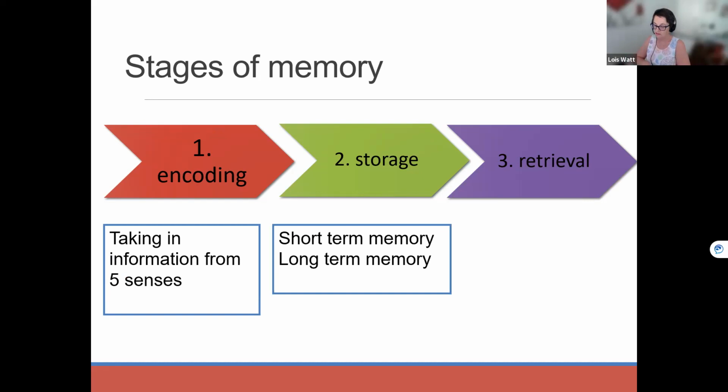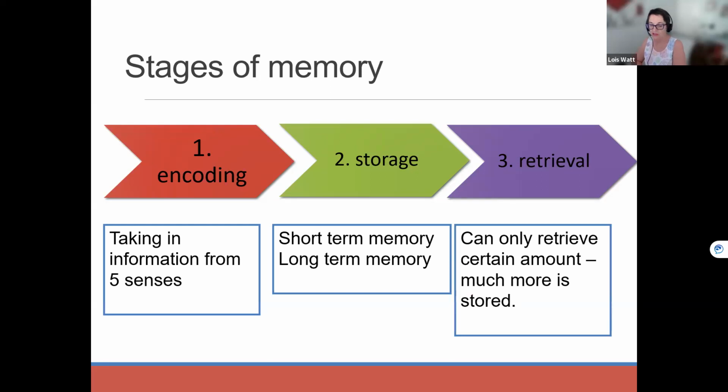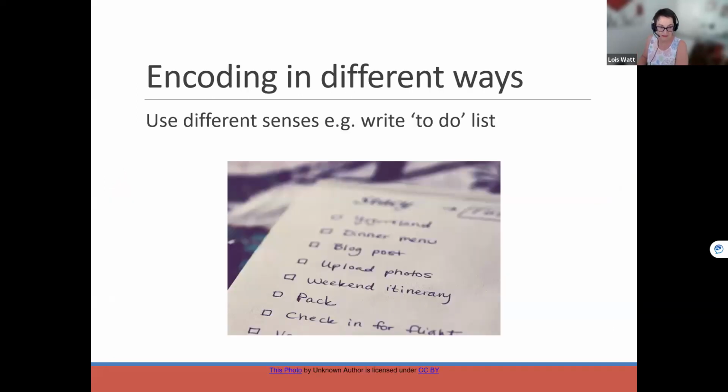Storage. Now, we've heard these terms, short-term and long-term memory. And retrieval. We can only retrieve a certain amount. If we had to retrieve everything that's in our memories, we wouldn't get anything done because there's so much in there. So we can encode in different ways and we can use different senses. So for example, writing a to-do list is a way of encoding.